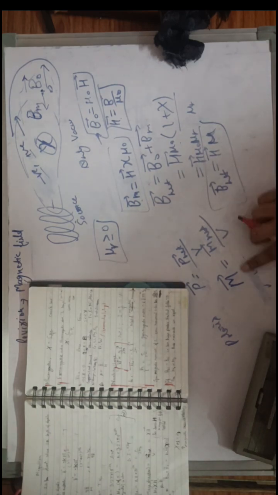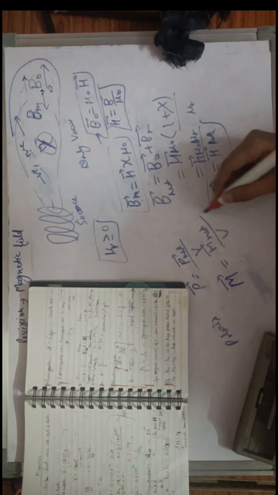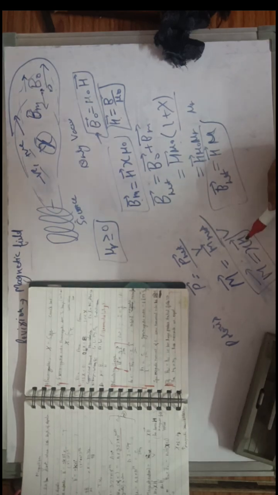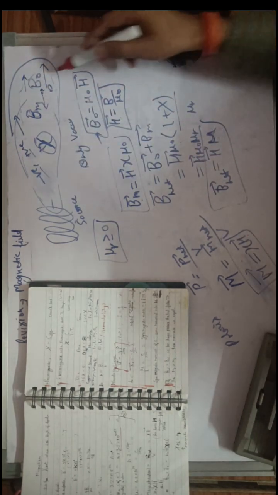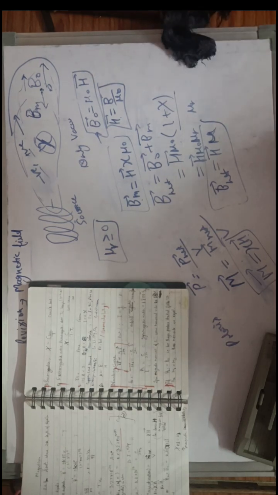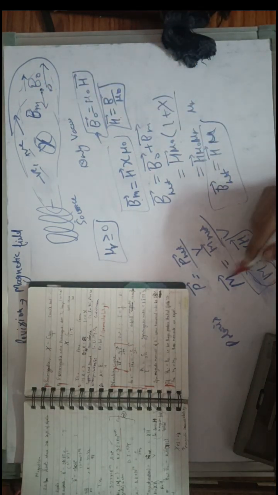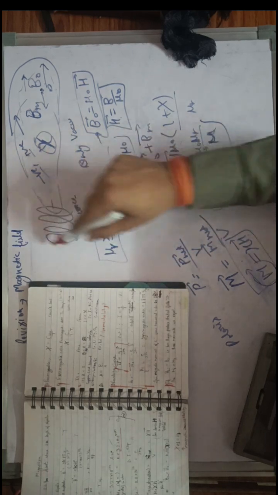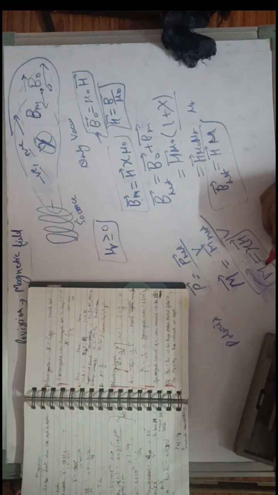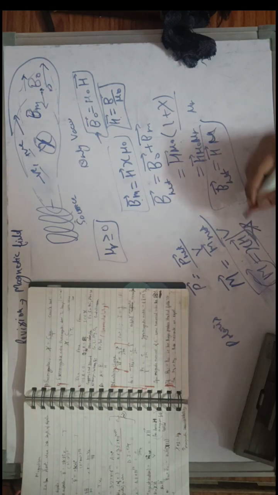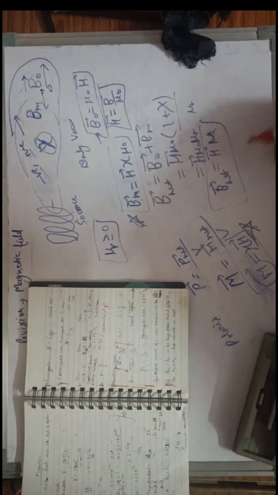and this value can be written as Chi into H. This magnetization is equal to Chi into H. So it depends on the source field, the source which is making some field here. The magnetization of this medium depends on the source which is producing some field here, and this magnetization is equal to Chi H. So this is one important equation. This is second.